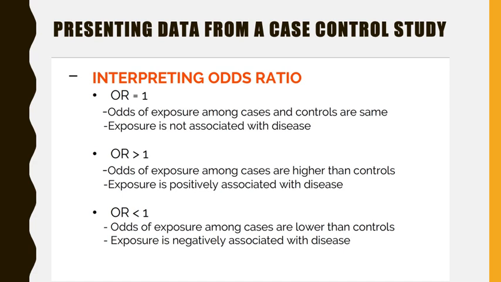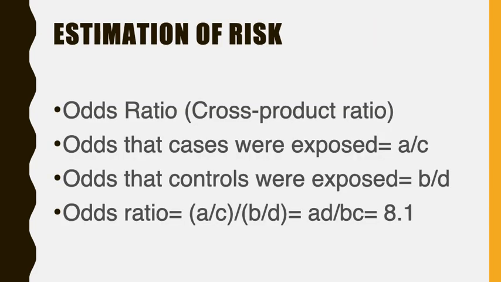If the odds ratio is less than 1, we are saying that the odds of exposure among cases are lower than among controls, and that this is a negative association or negative correlation, which means that as X goes up, Y goes down. So an odds ratio is an estimation of risk.